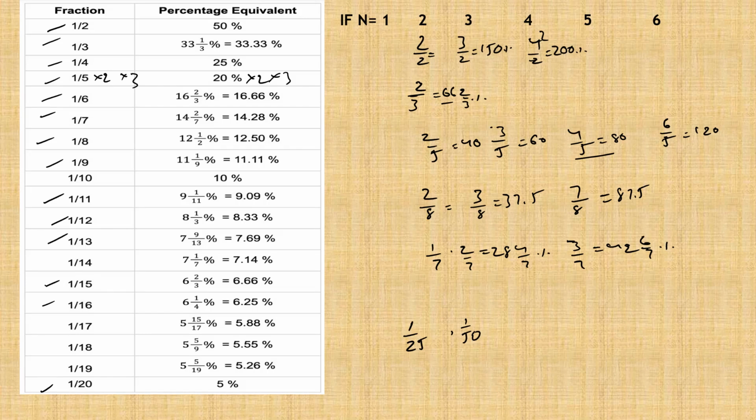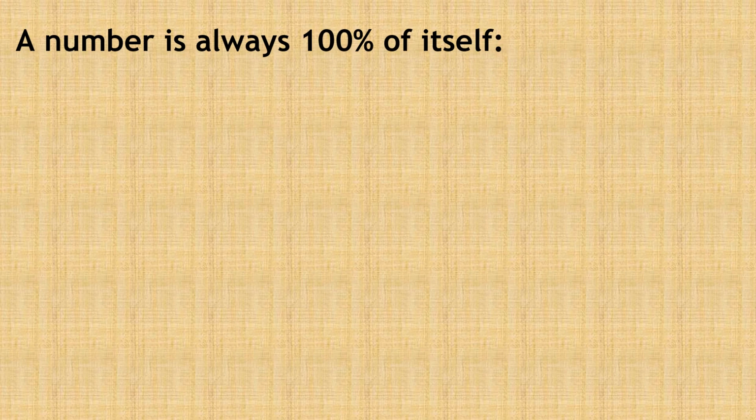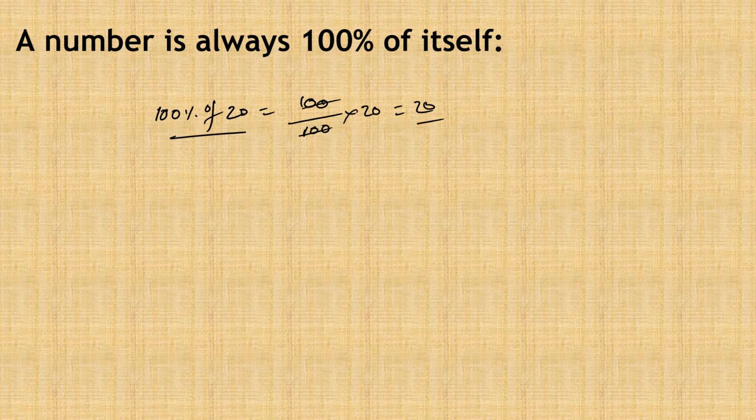Okay, remember this: a number is always 100% of itself. For example, 100% of 20 is equal to 100 by 100 percent denotes 1 by 100 into 20 is equal to 100. 100 gets cancelled. We get 20 as the answer. 100% of 20 is equal to 20.